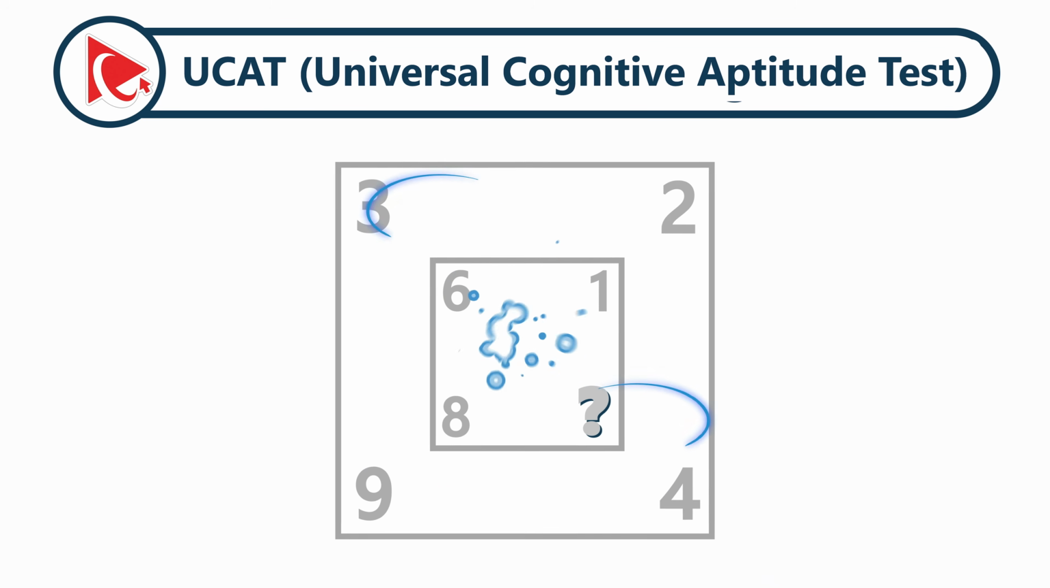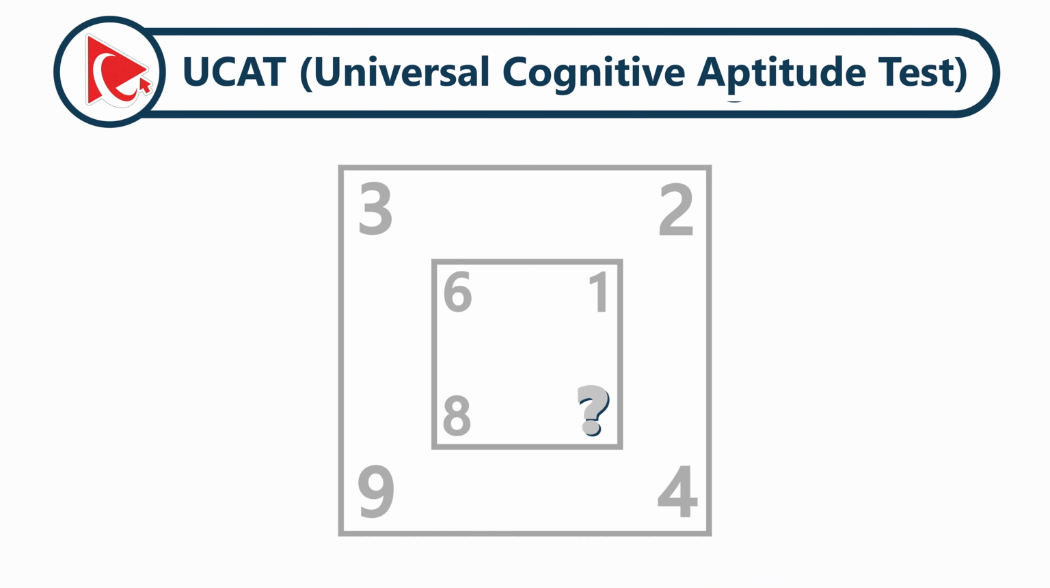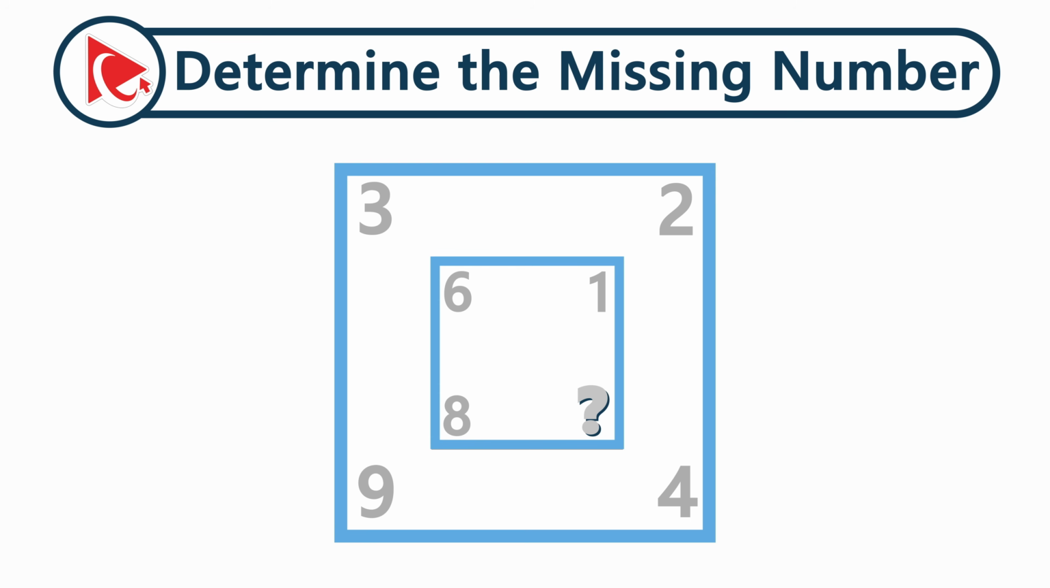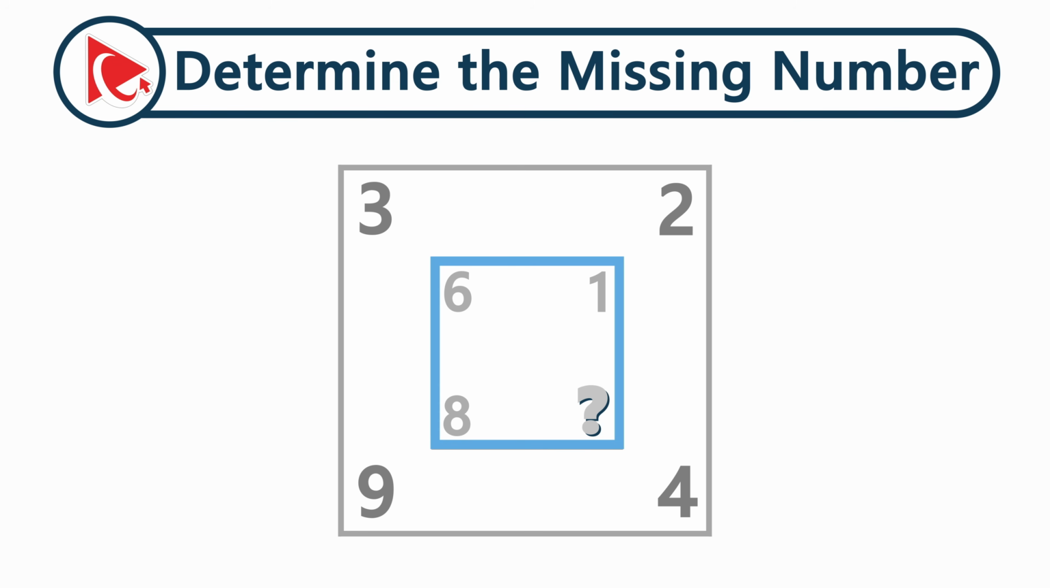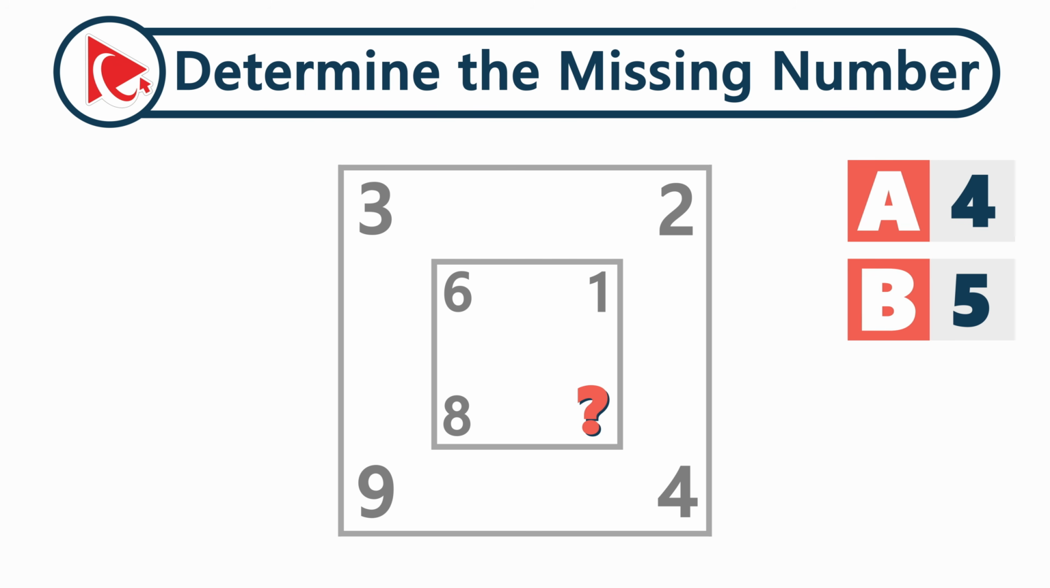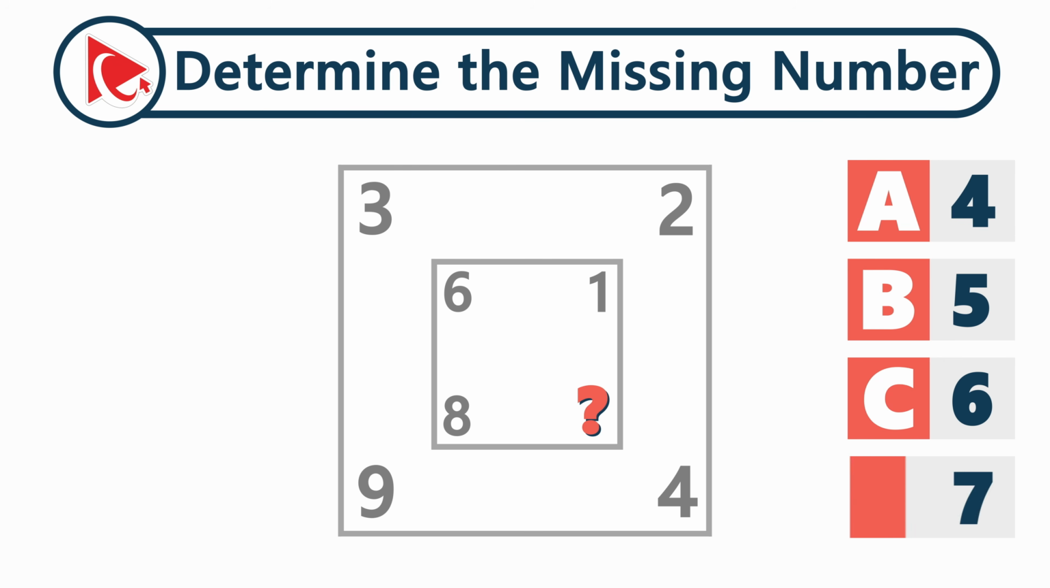In this question, we'll work with magic squares. In fact, with two magic squares. Both squares have numbers inside, and the smaller square is inside of the larger one. Large square numbers are 2, 4, 9, and 3, and the smaller square has numbers 8, 6, 1, and then comes the missing number, which you need to calculate and select your answer out of 4 possible choices. Choice A, 4, choice B, 5, choice C, 6, and choice D, 7.